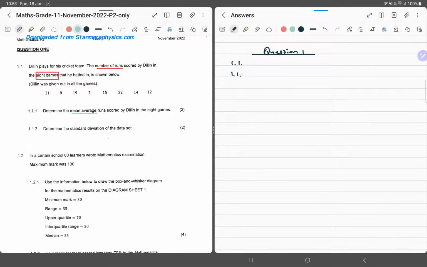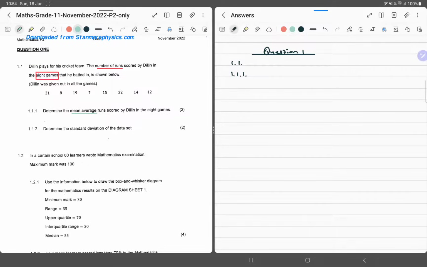So we've got 1.1.1. Here we just simply go into our calculator, we hit mode, and then we press option 3, which is statistics, and then we go for one variable, which is one var, option 1, and then we just insert the data by pressing the number 21 and press equal sign. It gets inserted. 8 equal sign inserted. 19 equal sign inserted. 7 equal sign inserted. 15 equal sign inserted. 32 equal sign inserted. 14 equal sign inserted. 12 equal sign inserted, and you can see there's 8 data points there.